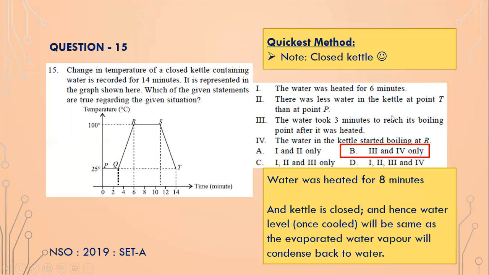The water took 3 minutes to reach its boiling point, which is true. From 3 to 6, it took 3 minutes to reach the boiling point. And the water in the kettle started boiling at R, which is also true. At R, when the water reached 100 degrees, it started boiling. So 3 and 4 are true.